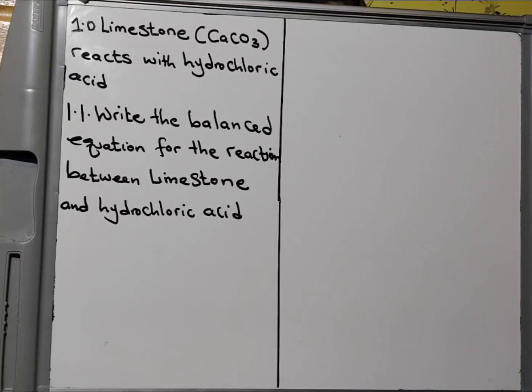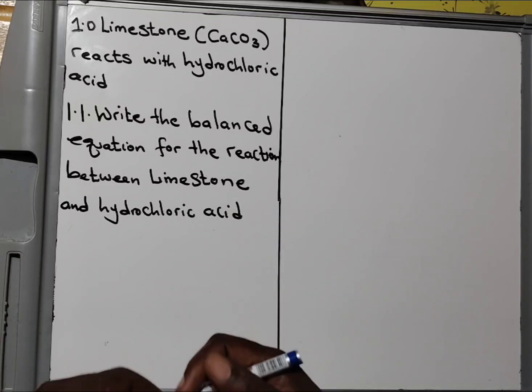Now, today we are coming down a bit to grade 11. So what we are having here is a question typical of a grade 11 class. The question says that limestone, which is calcium carbonate, reacts with hydrochloric acid. And that's the statement. So the question says, write the balanced equation for the reaction between limestone and hydrochloric acid. So how do you go about this? It's just an equation.